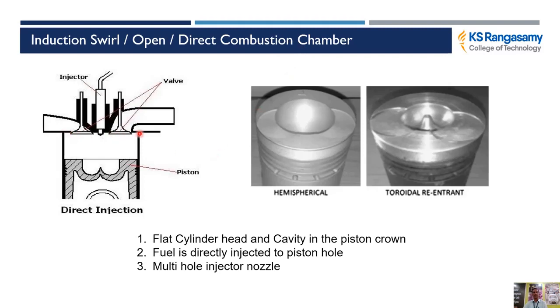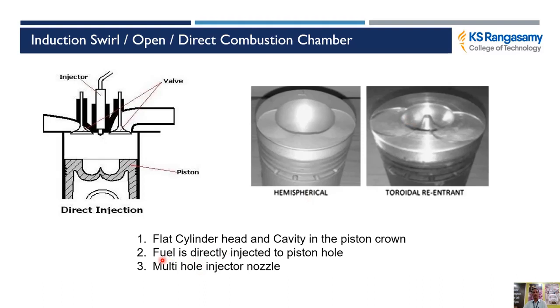The cylinder head is flat. On the diagram you can see the cylinder head is flat. Another thing, there is a cavity in the piston crown. On the diagram, in the cut section, you can see there is a toroidal cavity on the piston crown. Piston crown is nothing but the top of the piston. You can also see a hemispherical cavity on the top of the piston, because this kind of cavity creates swirling motion inside the cylinder.